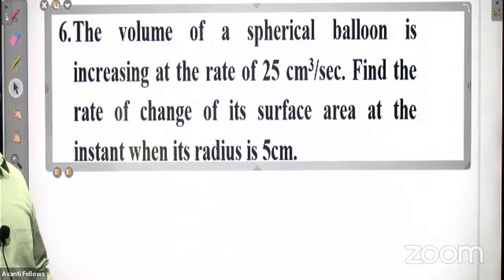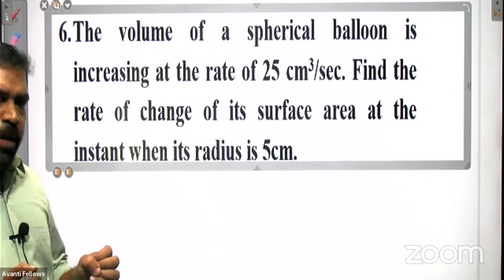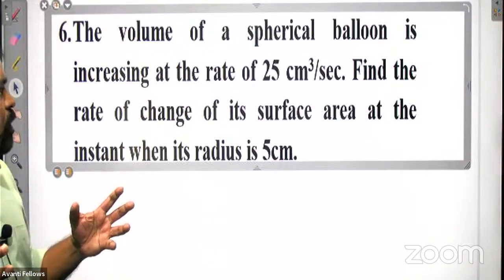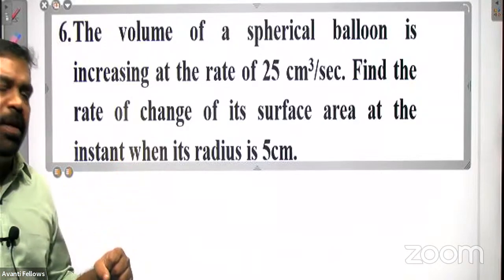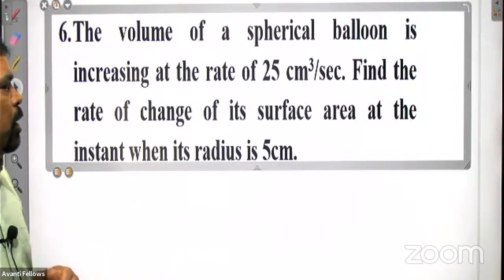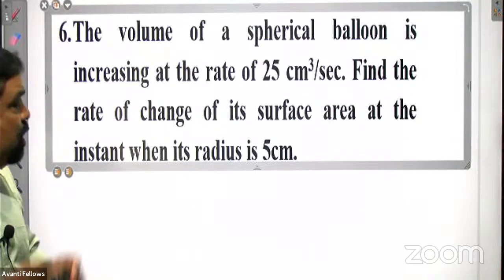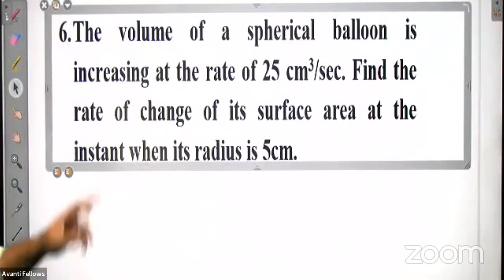A balloon which is always spherical, okay? The balloon is also not a fixed balloon. It is a variable balloon, okay? The volume is increasing at the rate of 25 centimeter cube per second. So what is the rate of change of its surface area at the instant when the radius is 5 centimeter?